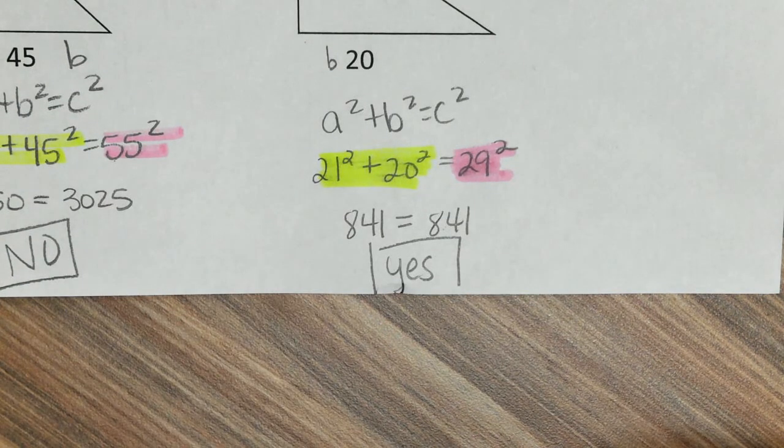Did you get 841 on the left? Yes. Did you get 841 on the right? Yes. Would these three numbers form a right triangle? Yes. Okay, I'm going to pass out your assignment, and I am going to go over to one of them that's challenging.